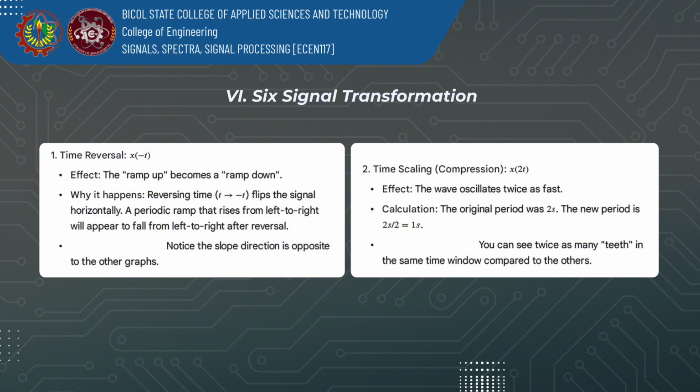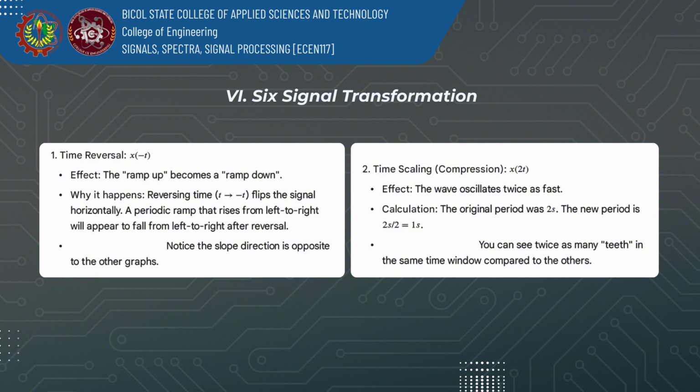Number 2 is time scaling. This compresses or expands the signal. If we compress it, the signal speeds up, effectively increasing its frequency. If we expand it, it slows down. Number 3 is time reversal. This flips the signal across the vertical axis. It is essentially playing the signal backward in time.